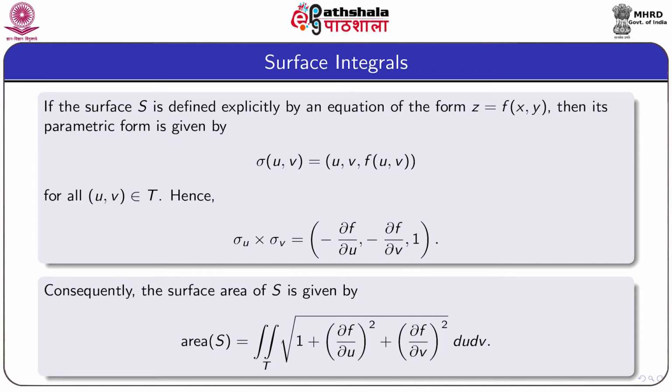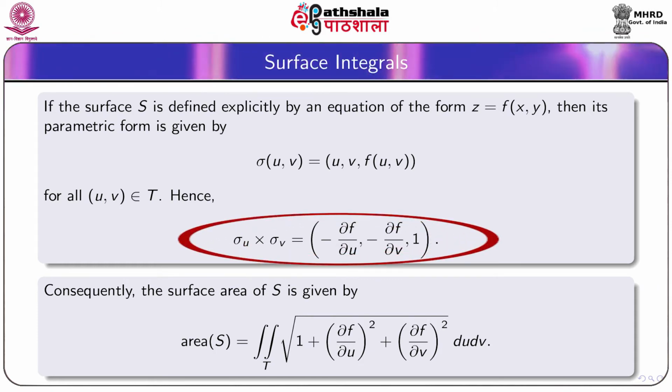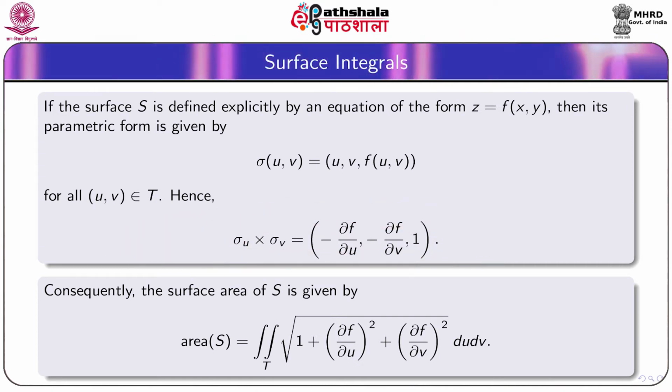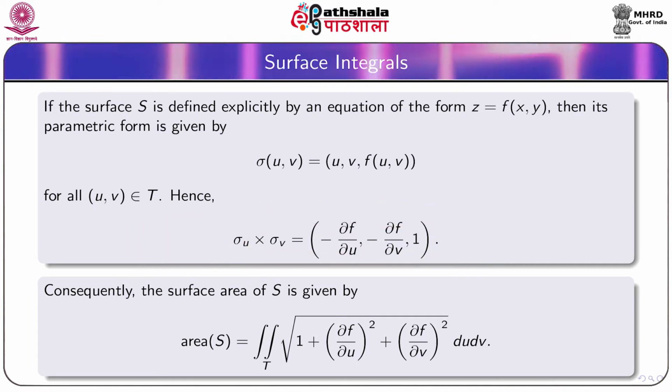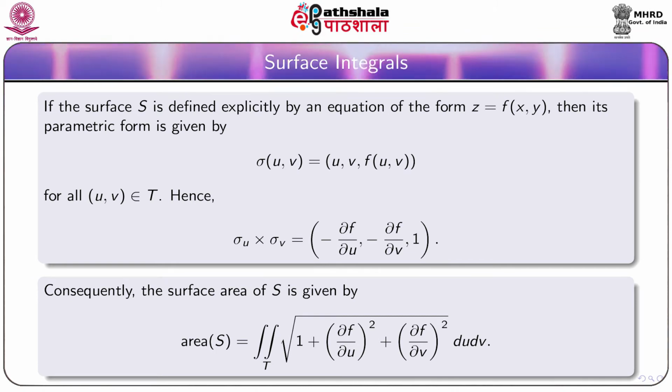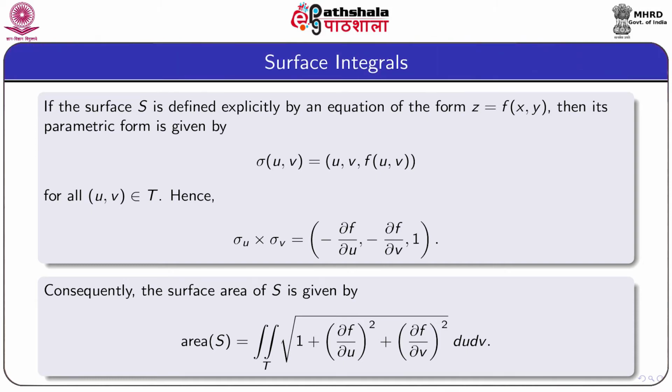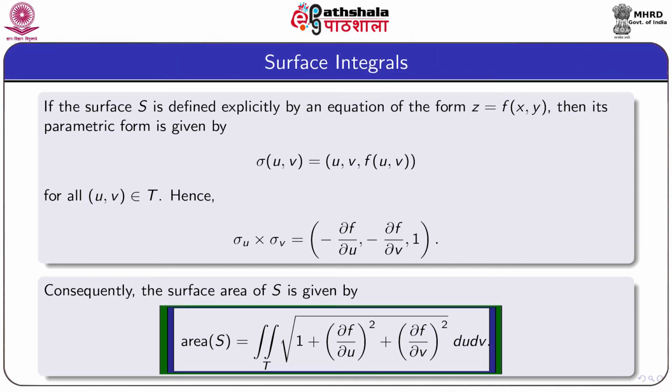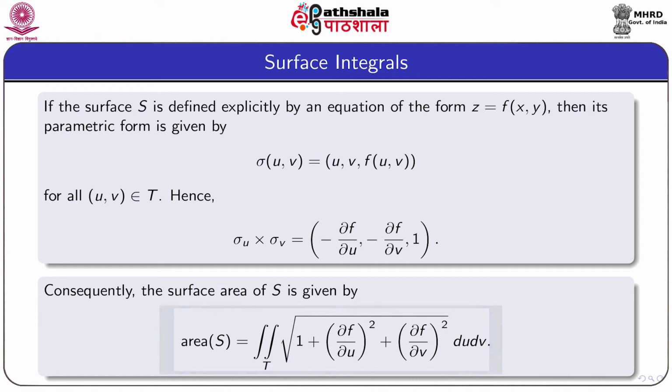If the surface S is defined explicitly by an equation of the form z equal to f(x,y), then its parametric form is given by sigma(u,v) equal to the ordered triplet (u, v, f(u,v)) for every (u,v) in T. Thus, we find the cross product sigma u cross sigma v equals the ordered 3-tuple (minus del f del u, minus del f del v, 1), and consequently the surface area of S is given by area of S equals double integral over T of the non-negative square root of 1 plus del f del u squared plus del f del v squared du dv.